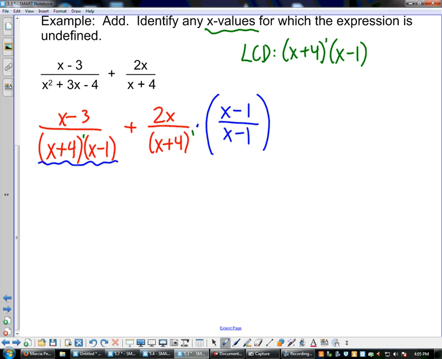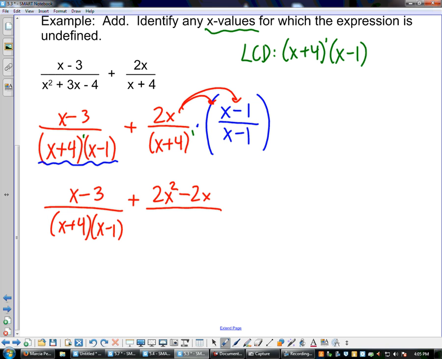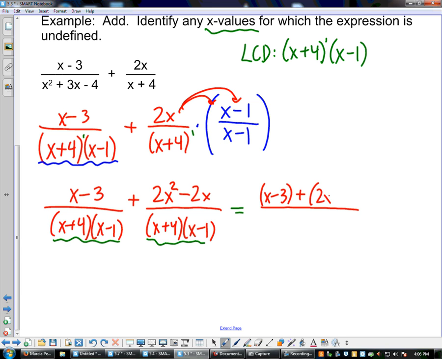So we are going to have x minus 3 over x plus 4 times x minus 1, and then we can distribute that 2x to the x and the minus 1, and we'll have 2x squared and a minus 2x over x plus 4 times x minus 1. Now, since we have the common denominator, we can add the two numerators and put them over that common denominator. So we will have x minus 3 plus 2x squared minus 2x, and it's all over the least common denominator, x plus 4 times x minus 1.